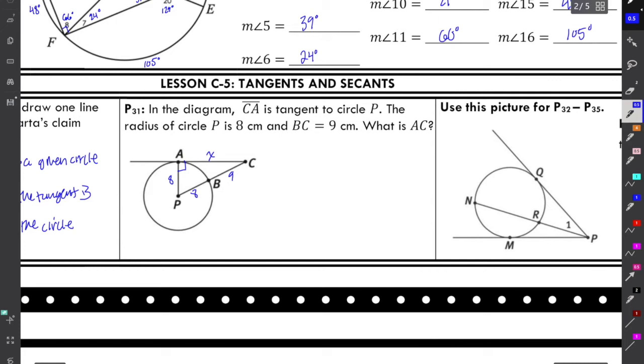9 plus 8 together gives me 17. So I know that X, doing the Pythagorean theorem, X squared plus 8 squared equals 17 squared. We've done the Pythagorean theorem so much we can write it as a shortcut now. X is equal to the square root of the hypotenuse squared minus the other leg squared, so 17 squared minus 8 squared, and that comes out to be 15. So AC is equal to 15.